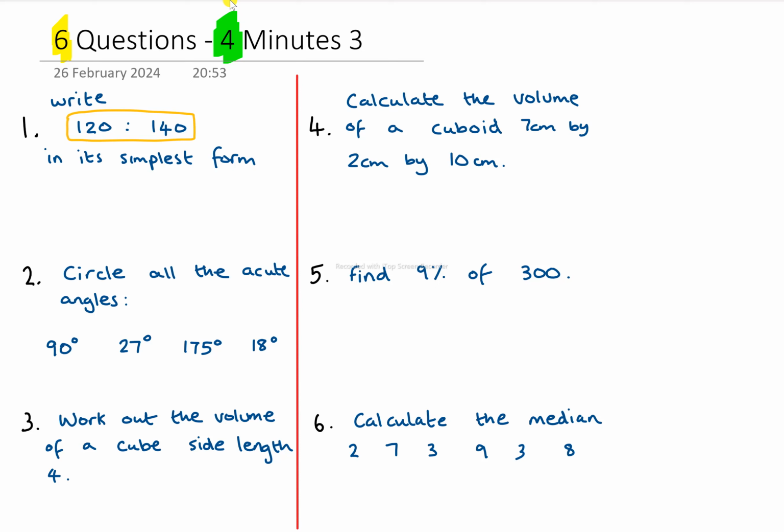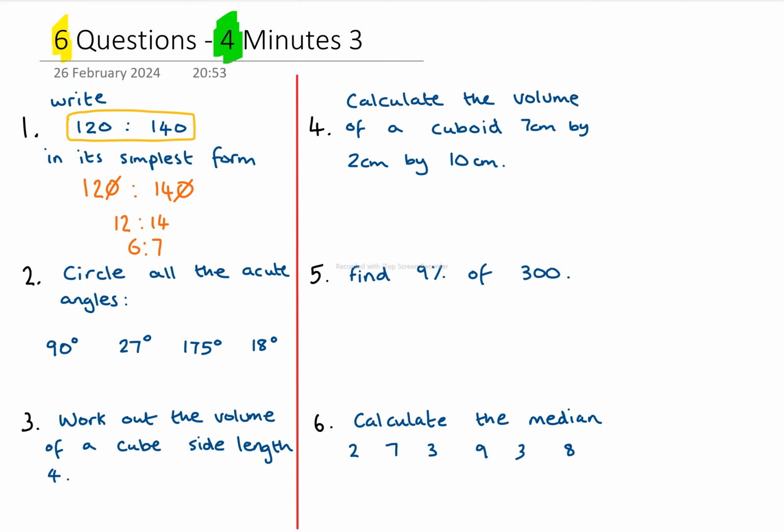Right, okay. We need to write the ratio 120 to 140 in its simplest form. What I noticed straight away was they both end in zeros, the whole number, so I can divide by 10. So what I've got now is 12 to 14. I notice that they're both in the 2 times table, so I can divide by 2, so I get 6 to 7. Right, okay, let's move on.